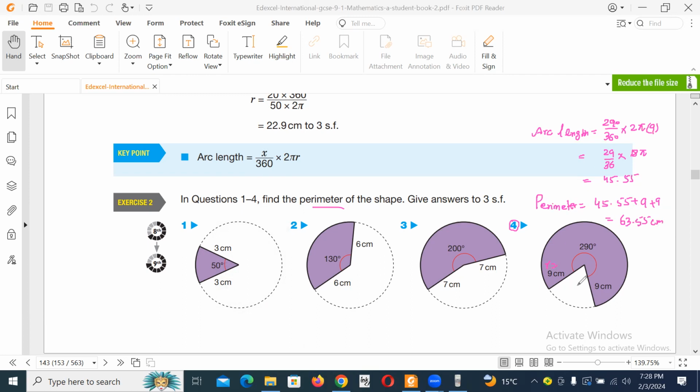So we found the perimeter of this whole shape, meaning all the outer length. This is the arc length we found. What was that? 45, and then plus radius plus radius. So that whole answer is 63.55.